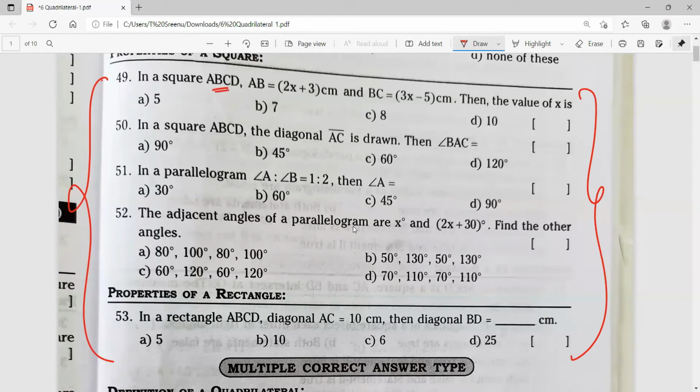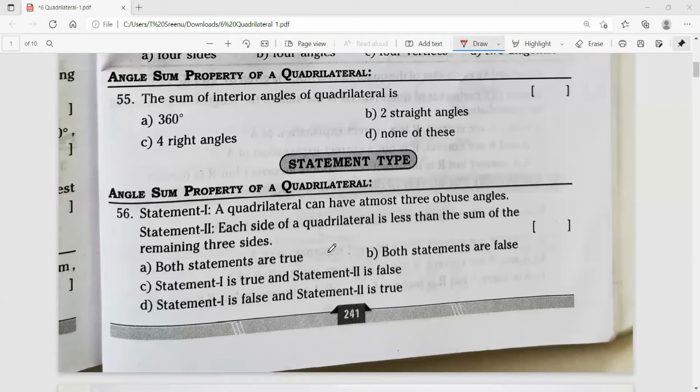So square ABCD. This is a square, and this is a parallelogram. AB is given and BC also given. Then what is the value of this? And the diagonal AC angle is asked here. And the ratio of 2 angles are given. And then angle A is asked. Adjacent angles of a parallelogram are given. Then find other angles. Rectangle, one diagonal is given. What is the other diagonal? Just go through it and do it. Right, I'll open the board, then I'll explain this.